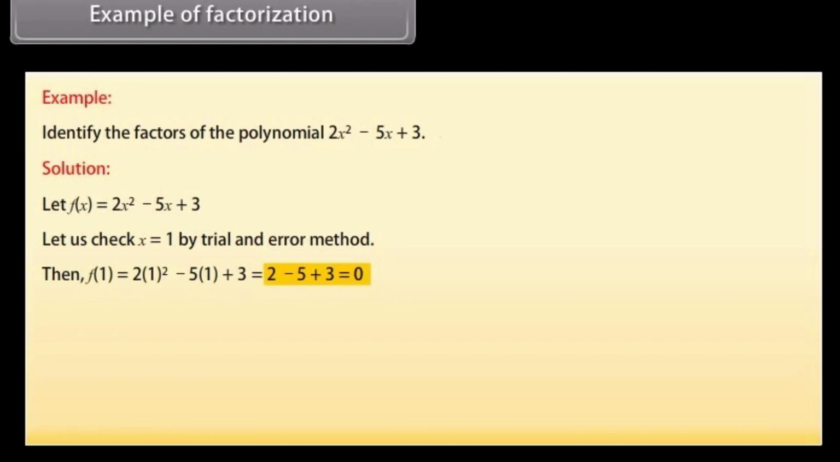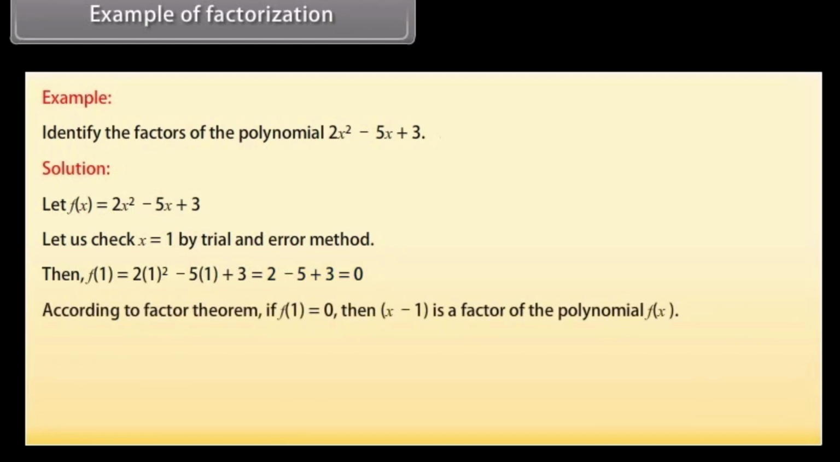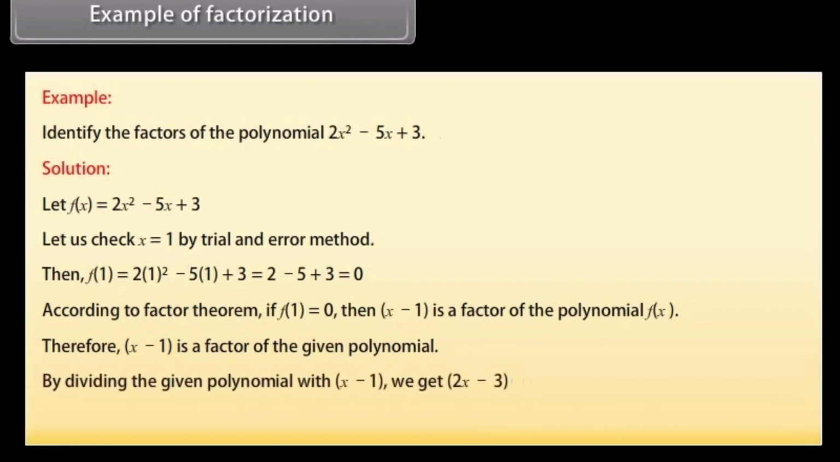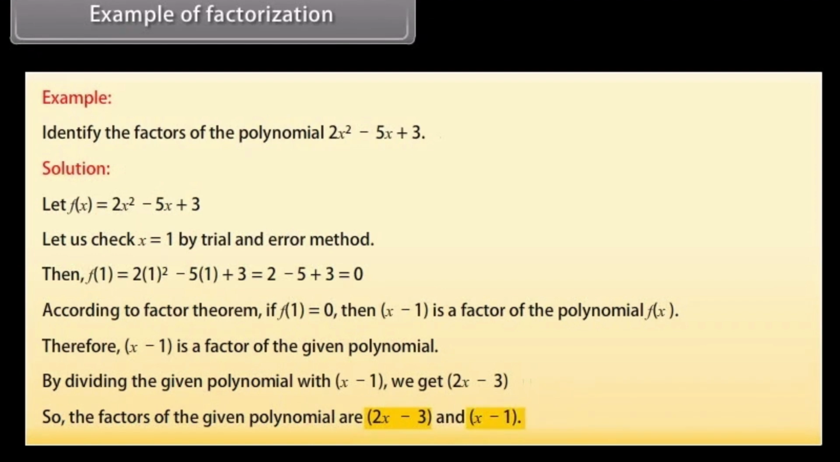which equals 0. According to factor theorem, if f(1) = 0, then x − 1 is a factor of the polynomial f(x). Therefore, x − 1 is a factor of the given polynomial. By dividing the given polynomial by x − 1, we get 2x − 3. So, the factors of the given polynomial are 2x − 3 and x − 1.